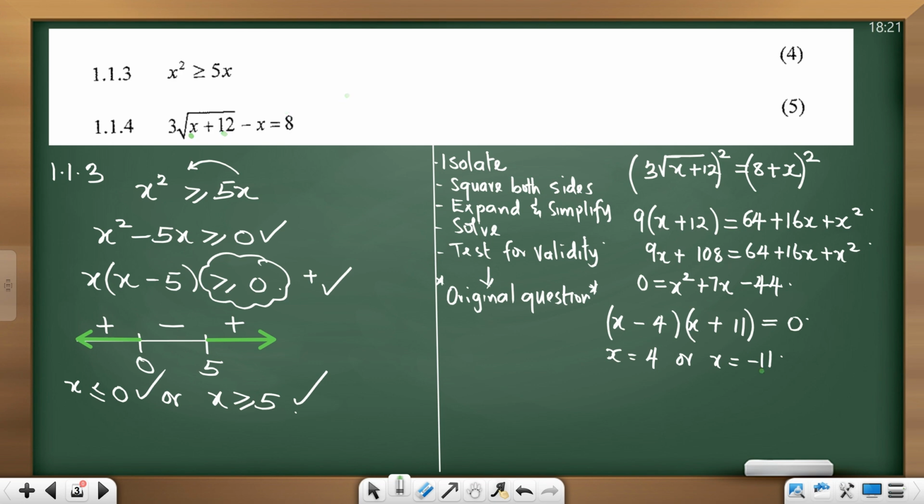12 minus 11 is 1. The square root of 1 is 1. 1 times 3 is 3. Minus negative 11. That will give me 14.